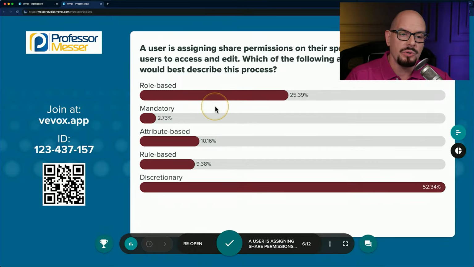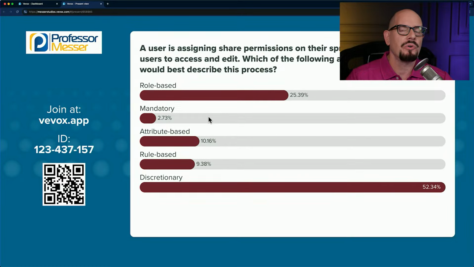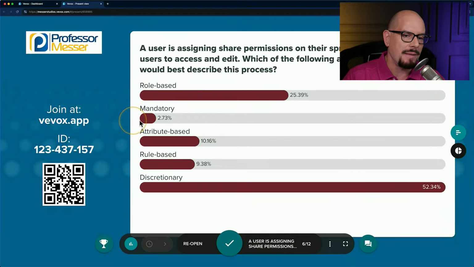There are other access controls in here that have more control for the security team and less control for the users. Things like a mandatory access control, for example, that nobody chose. You were spot on with that, because this is almost the opposite of what we have here.